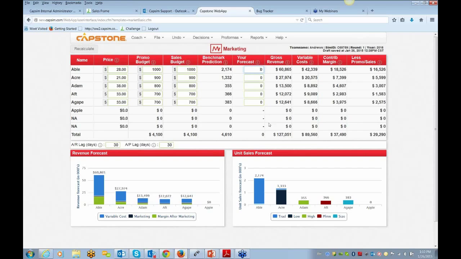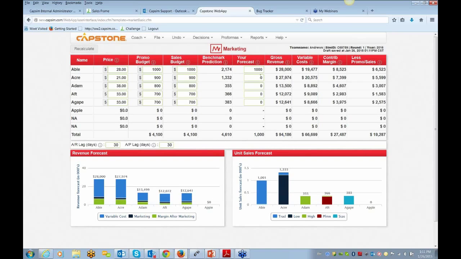You'll notice that everything else on the spreadsheet is an output. So hypothetically, let's say our forecast is 1,000. Keep in mind that everything is in thousands here. So this is like saying, I think I might sell 1 million products of my Able product over the course of 2016, the current year we're in. So to make those changes, I'm going to select Recalculate.